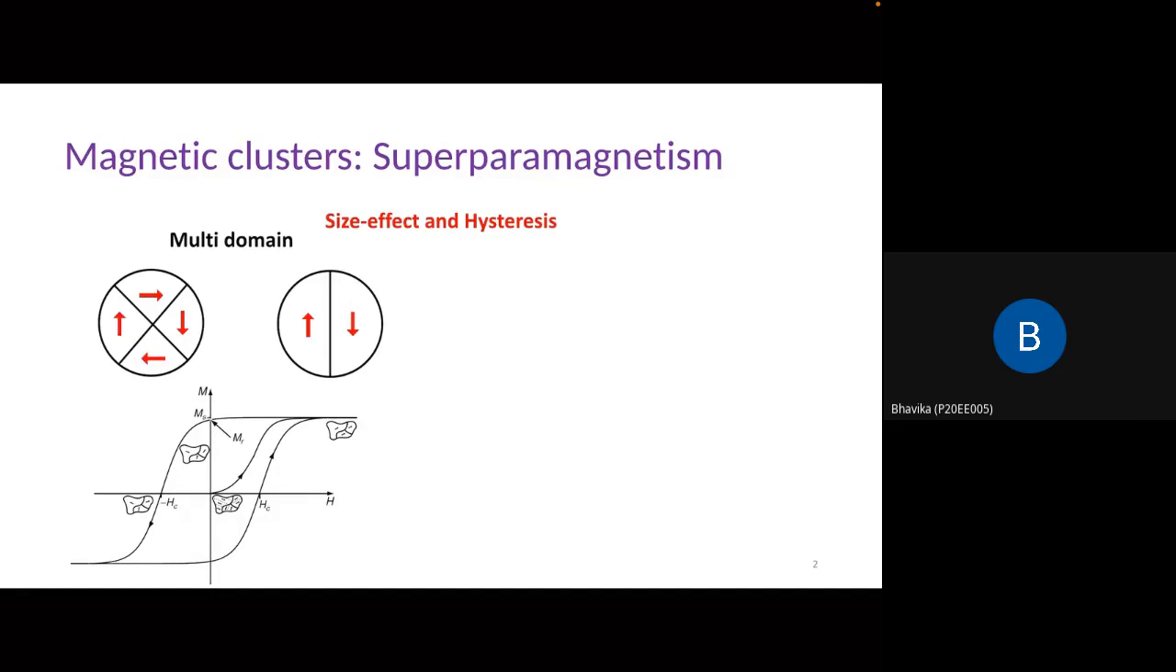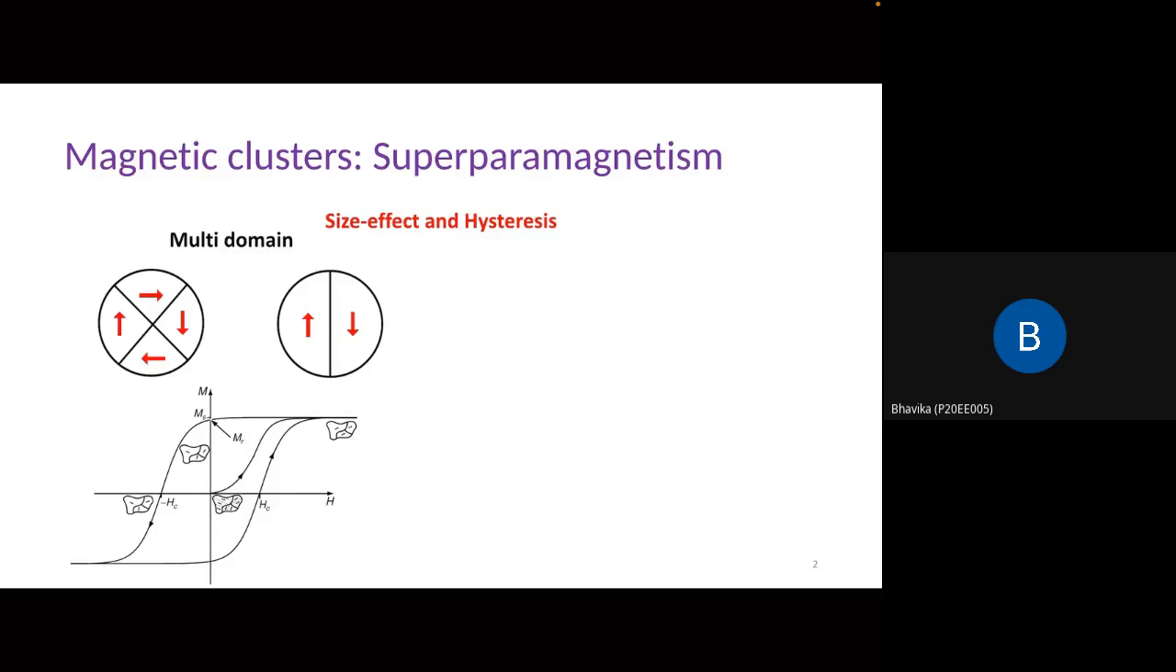So different domains can exist in a material, and how do you know that these domains exist? When you measure the magnetization versus magnetic field, you get a hysteresis loop. This hysteresis loop tells you that your magnetic material is divided into smaller domains, and within each domain the magnetic moments are all aligned, pointing in the same direction.